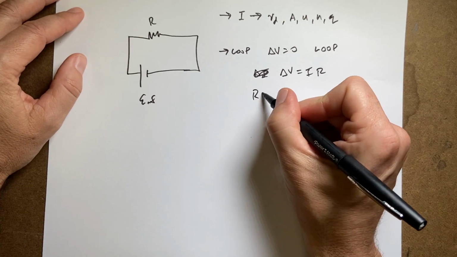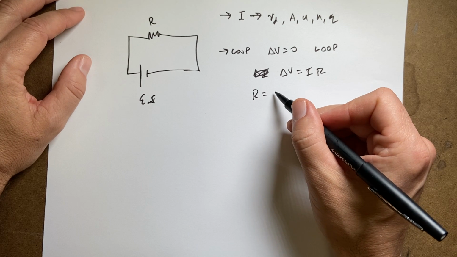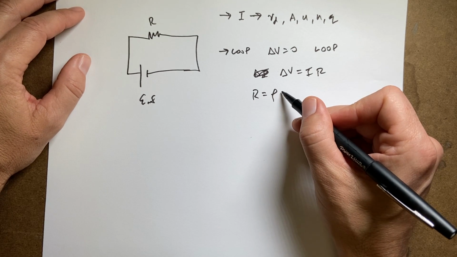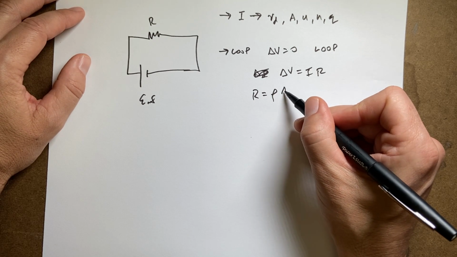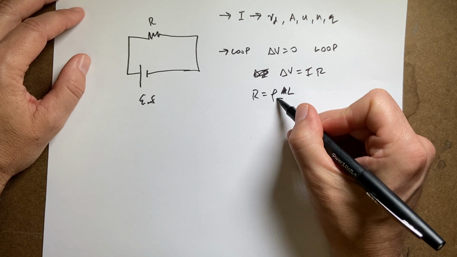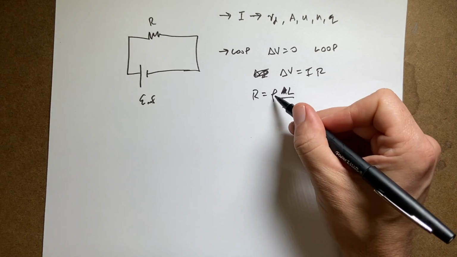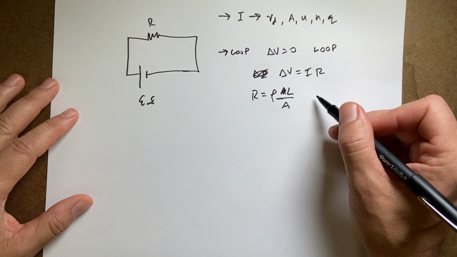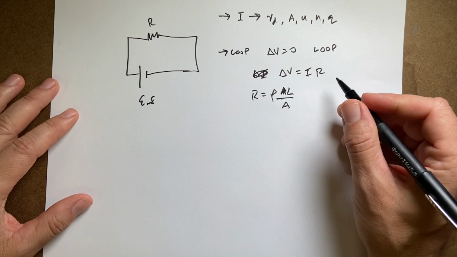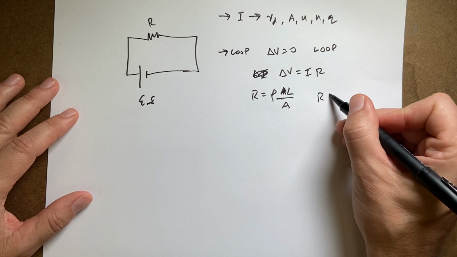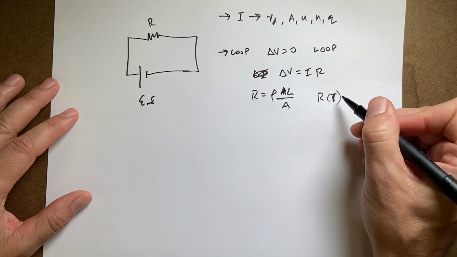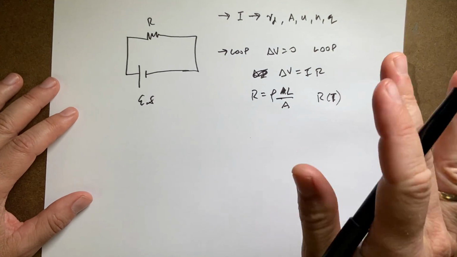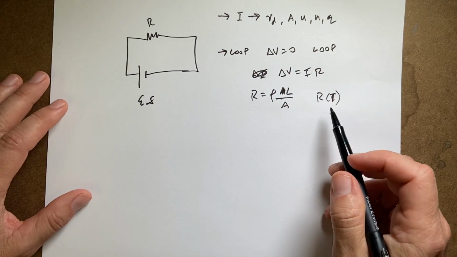You need to know the definition of resistance in terms of its material properties: rho L over A, sorry. That's the resistance. Rho is the resistivity. You should know the resistance as a function of temperature, which I don't want to write down because I might make a mistake, but you should know that. Write it down. You don't have to memorize it because you can use your notes.